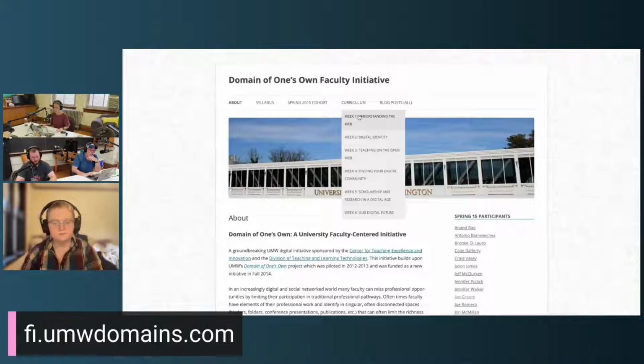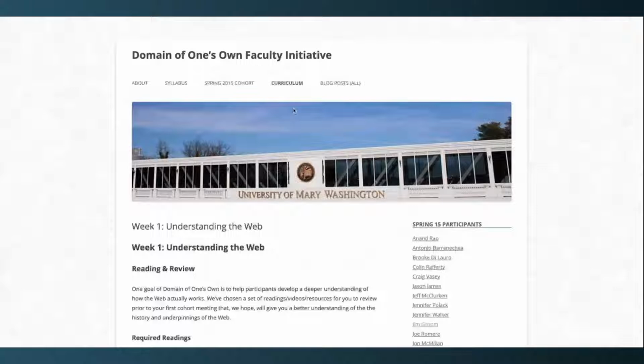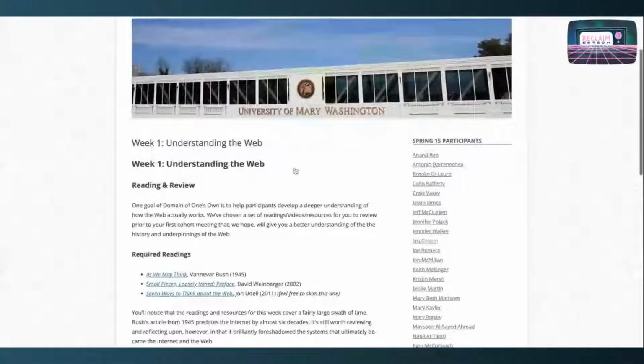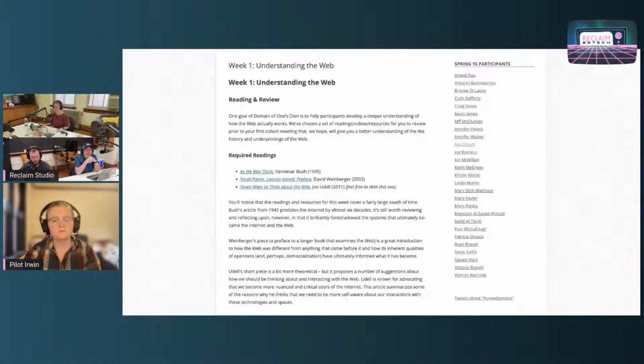If you look at week 1, which I think is pretty cool, and this was kind of in the air at the time, a lot of people were talking about the essay by Vannevar Bush. I don't always know if I pronounced that right, but As We May Think, which for many folks was the beginning of Engelbart's search for this idea of augmentation of human intellect through computers and as a result through the web. And then we talked about stuff like Small Pieces Loosely Joined and 7 Ways to Think About the Web, which we linked to yesterday with John Udell.